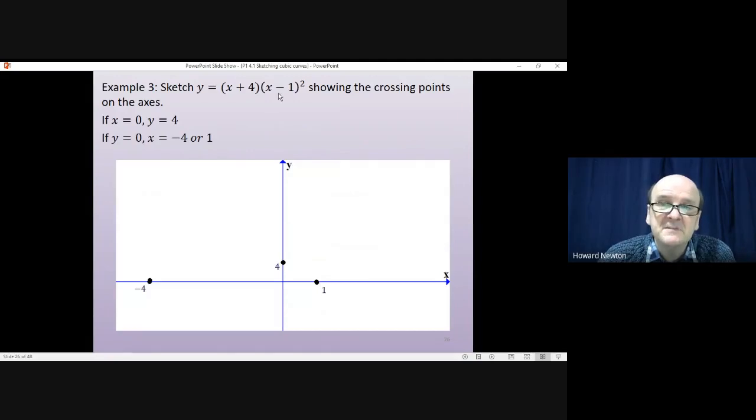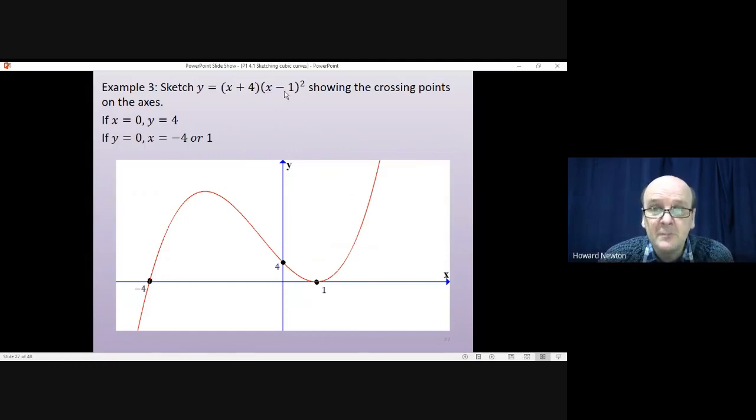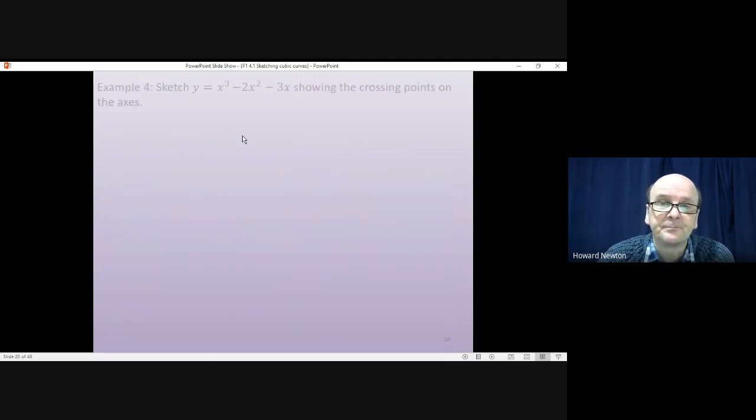The significance of this repeated root, x minus 1 squared, is that the curve is going to come down to 1 and it won't cross the axis there. It'll just touch the axis at 1 and then head up. So you'll get something that looks like that. X plus 4 is a crossing point, but the repeated root is not a crossing point, it's a touching point. That's the significance of getting a repeated factor, and you always get that. So if there's a repeated factor, it'll be a touching point on the x-axis.